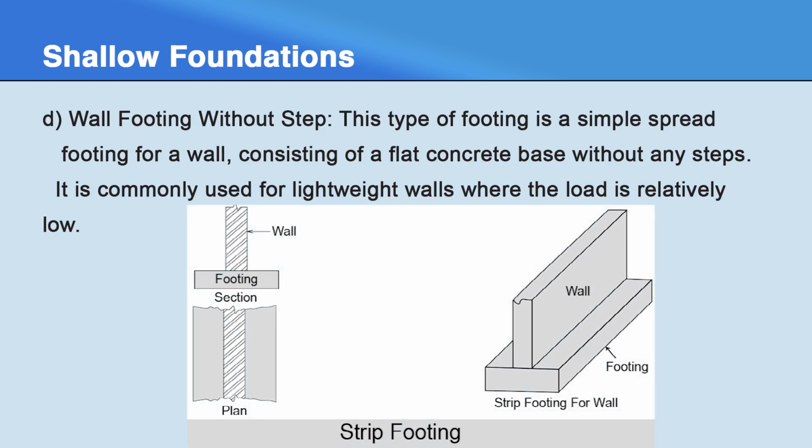Then the next is wall footing without step. This type of footing is a simple spread footing for a wall, consisting of a flat concrete base without any steps. It is commonly used for lightweight walls where the load is relatively low.